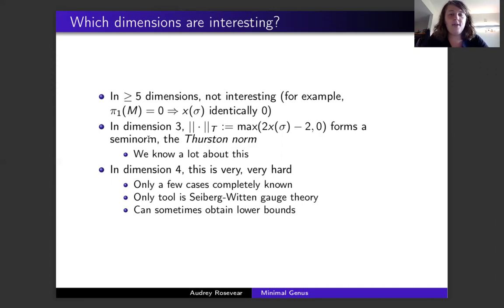In 4 dimensions, this is very, very difficult. We have some cases where we completely know the complexity function. Our really only tool to systematically study this is Seiberg-Witten gauge theory, which I'll get to in a minute. And with it, what we usually do is obtain lower bounds. Obtaining actual equality requires producing surfaces which satisfy these lower bounds, and we can't always do that. So even when we do have a systematic way of attacking it, the information we get is somewhat limited.